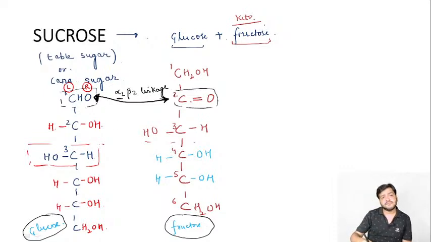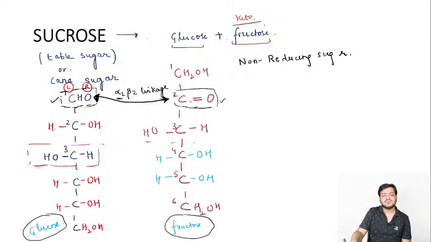So both the functional groups are basically involved in the linkage. That's why it is a non-reducing sugar. Yes, Siddhi, Osama, Hazira, very good. Why it is non-reducing? क्योंकि glucose का functional group और fructose का functional group both are participating in the bond. That's why कोई भी free functional group नहीं है. So it is a non-reducing sugar.